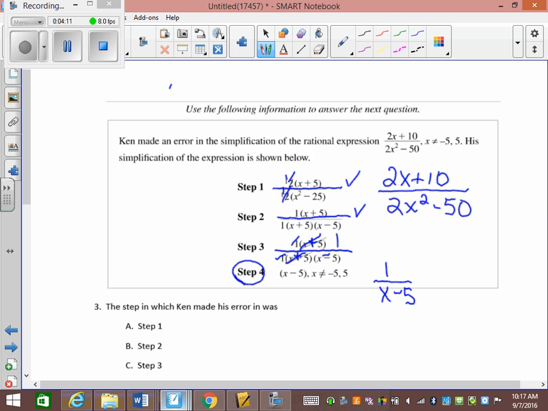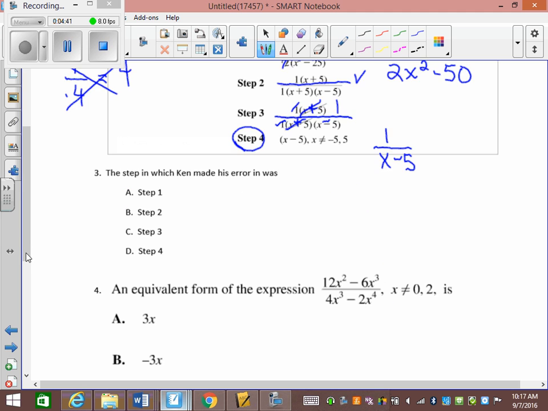If the 1 is in the denominator, it can go away. If the 1 is in the numerator, it has to stay. All right. So, it's x minus 5 on the bottom. It has to stay on the bottom of 1. If you think this is actually the same as that, you're telling me that a quarter is equal to 4. Is that true? No. So x minus 5 is not equal to 1 over x minus 5. That's the same thing as saying a quarter is equal to 4. It's not true. Neither is that. So the error is step 4, which is D.